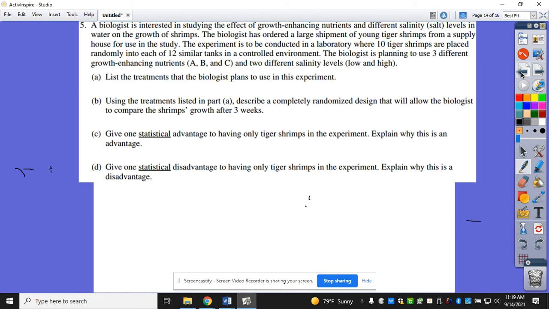So we are doing what vocab word there? Only using tiger shrimp is a method of control. So we are controlling for that lurking variable. So we are trying to eliminate a lurking variable being the type of shrimp. What is one statistical disadvantage to having only tiger shrimp? Can't generalize whatever results you have to the entirety of shrimp. You don't know how it impacts other types of shrimp. You only know how it impacts tiger shrimp.